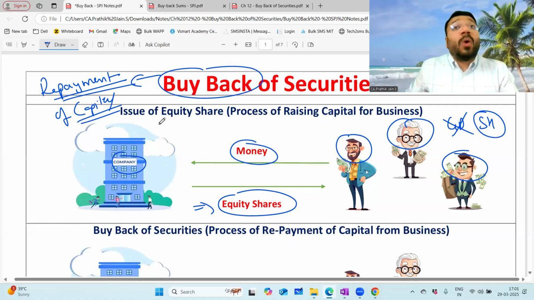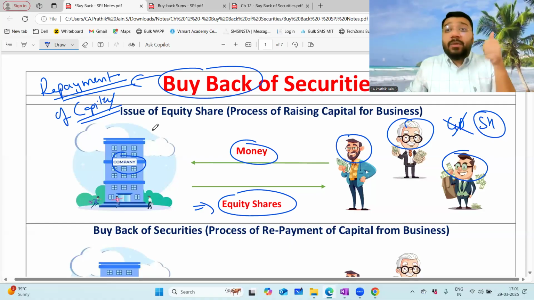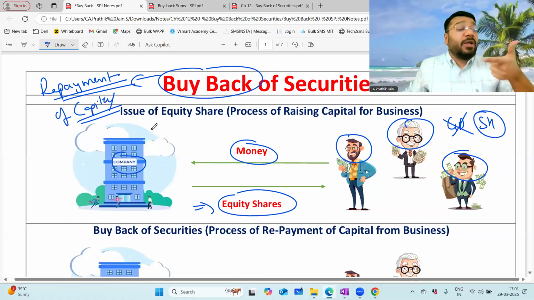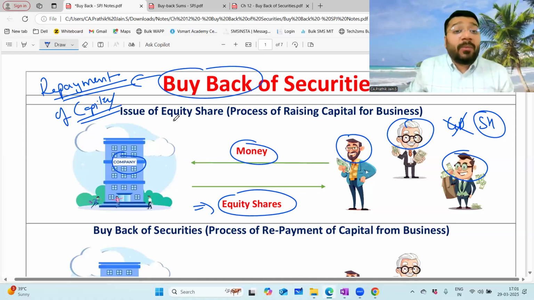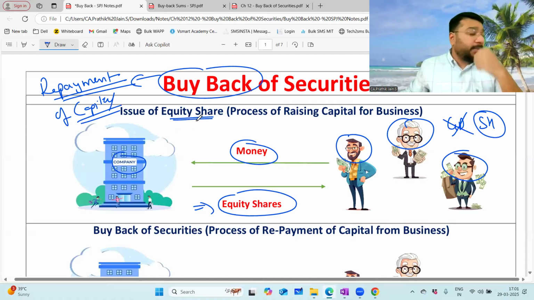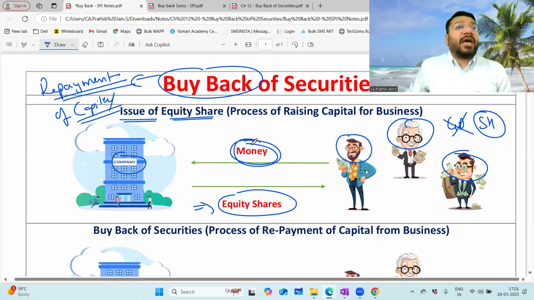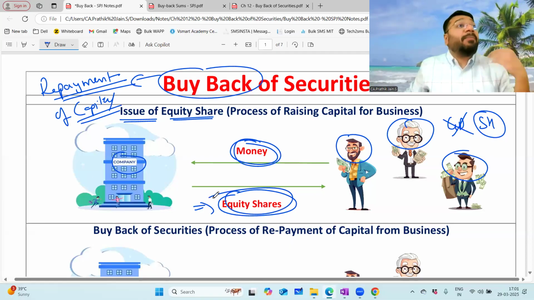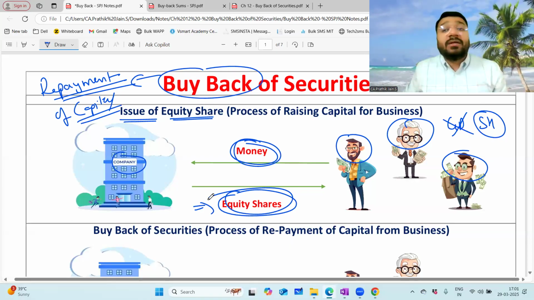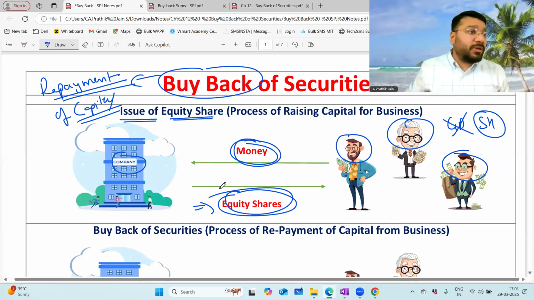So what type of capital are we talking about? There are two types of capital. One is equity share capital. Second is preference share capital. Here we are talking about equity share capital, the issue of equity share capital. So the company has received money from the shareholders. It is the public, and from that the company issues the equity shares, and upon issuing them, the general public have now become the shareholders.